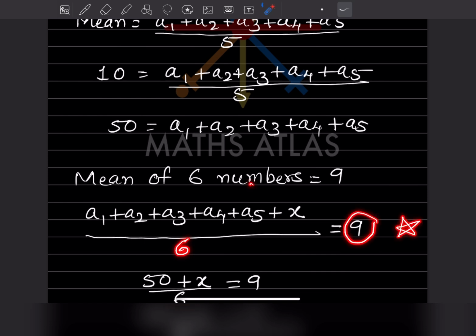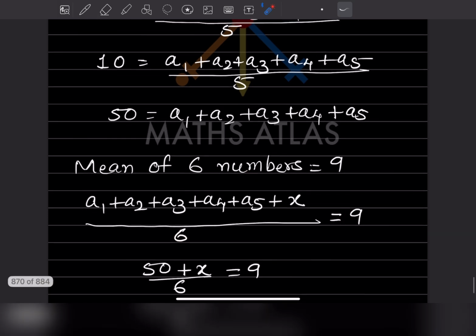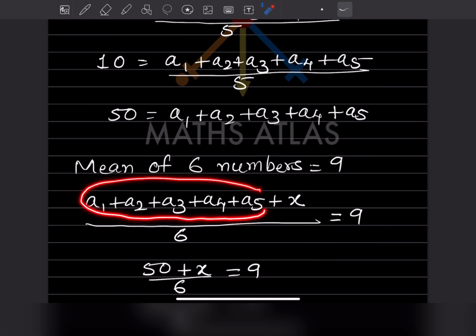So this is the important step. Now what will you do? We got A1 plus A2 plus A3 plus A4 plus A5 as 50. So for this one we write here 50, and this plus x stays as it is.